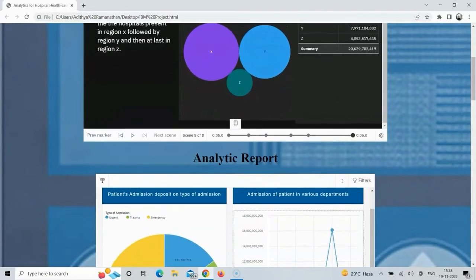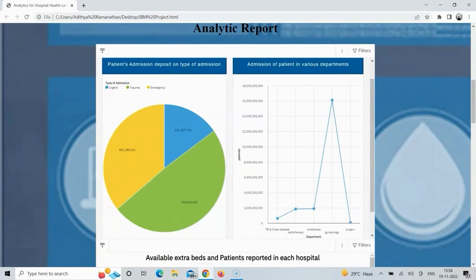As we move on to our next slide, we are going to see a report on the hospital analysis healthcare data. Initially, we have two charts, one is a pie chart and another one is a line chart. We can clearly observe that we are analyzing our patients' admission deposit on the type of admission. If we look into type of admission, we have three types of admission.